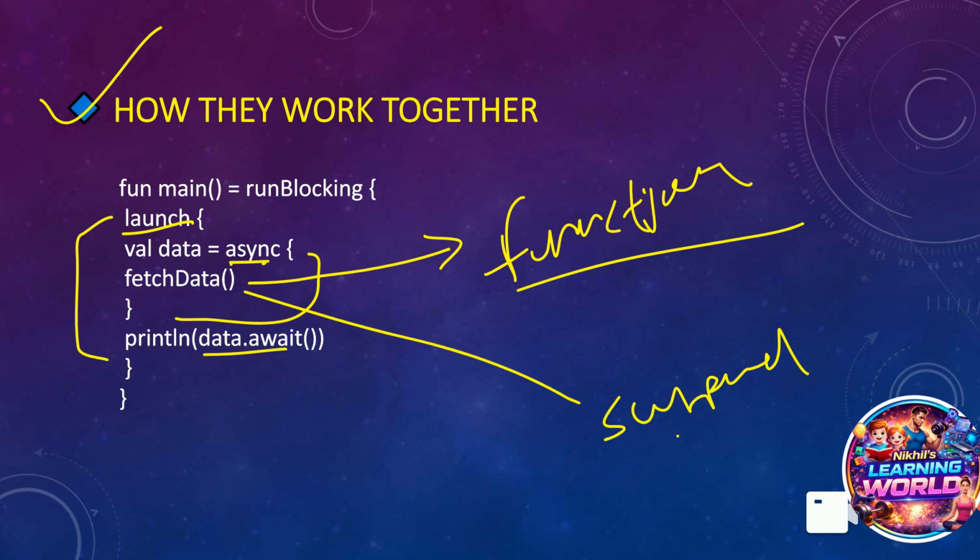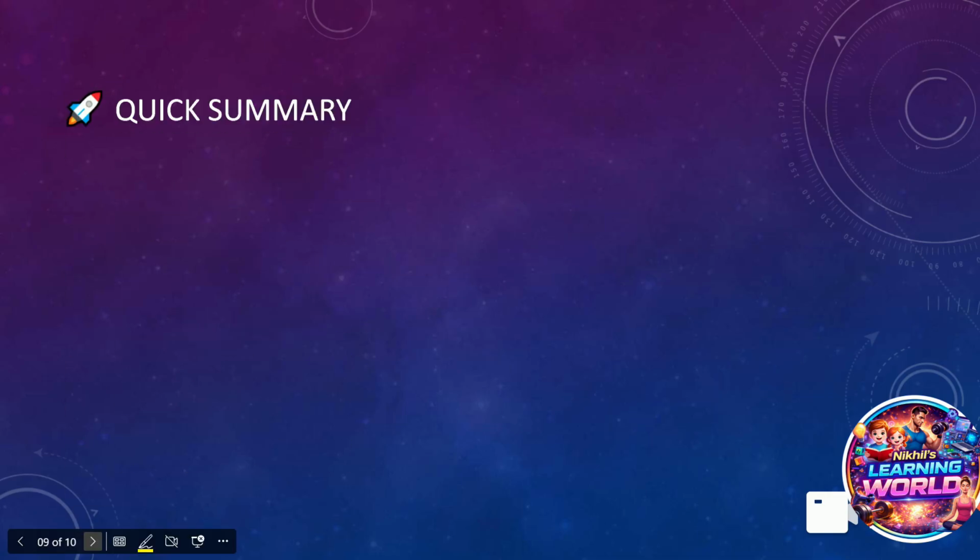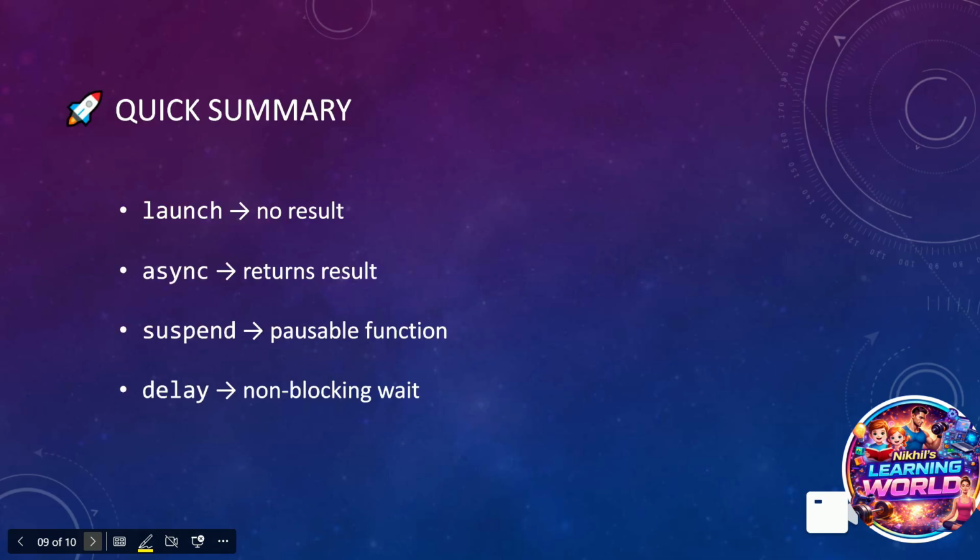Okay, so putting all of these together. When you combine launch, async, suspend and delay, you will get a powerful and efficient asynchronous program. Okay, so by using this you can achieve an asynchronous program. Okay, you got the point. So in today's session we have learned coroutines, their structure, and launch, async, suspend and delay.